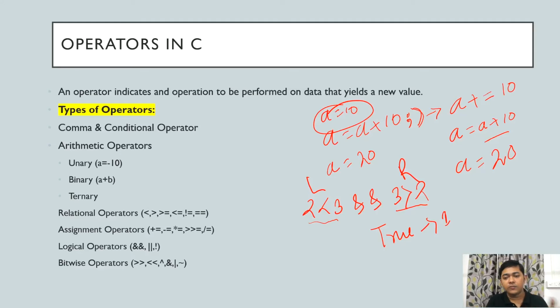In case of the OR operator, either of the sides must be true. We'll see that afterwards. Bitwise operators shift the values. We will also see the practical implementation of all these operators in the upcoming videos.